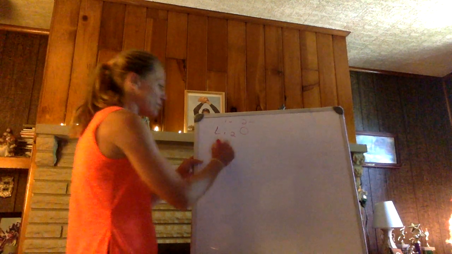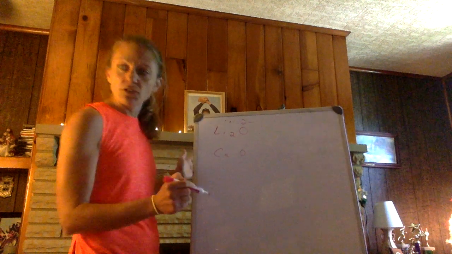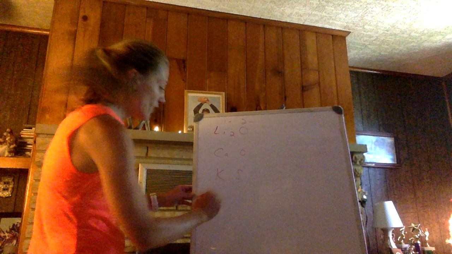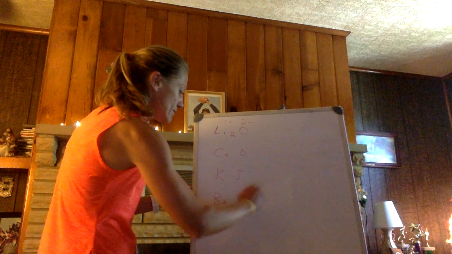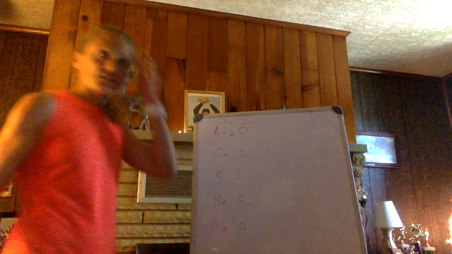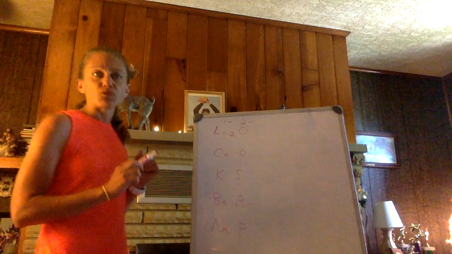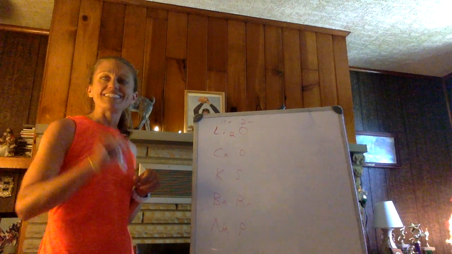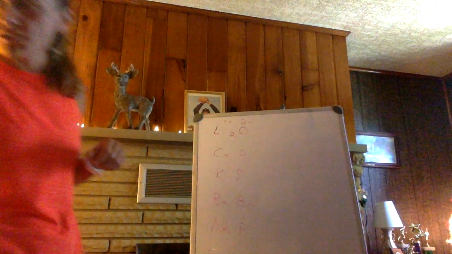Let's look at these examples. We've got calcium and oxygen, potassium and sulfur, barium and bromine, and sodium and phosphorus. Go to your periodic tables and write your charges and try your best to make the balanced compounds and then come back to see me. Hit pause and do your thing.